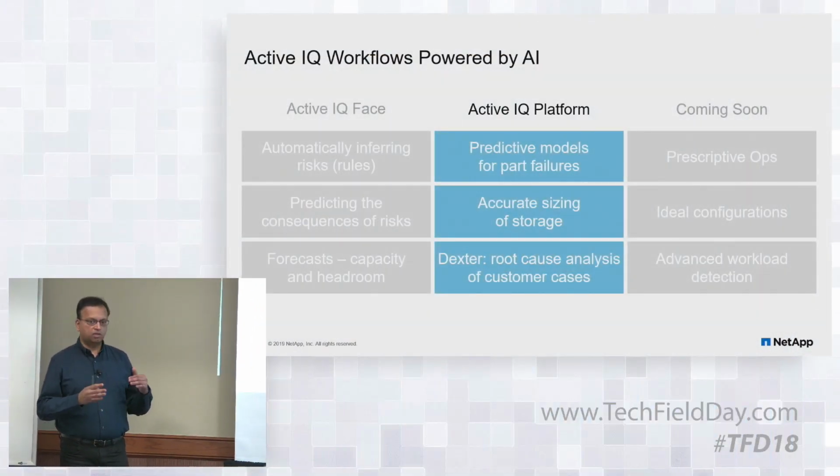Okay. So I'm going to switch now and talk about some other things we do with machine learning in ActiveIQ, which are not visible on the face of ActiveIQ. So you won't see it in the UI, but it does impact the customer in the end. One of the most important ones is improving our models for part failures. We've become very good at predicting disk failures. In fact, we've written papers about this. It feeds the next versions of our operating system.